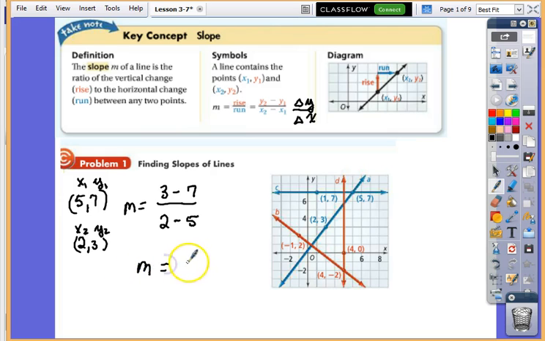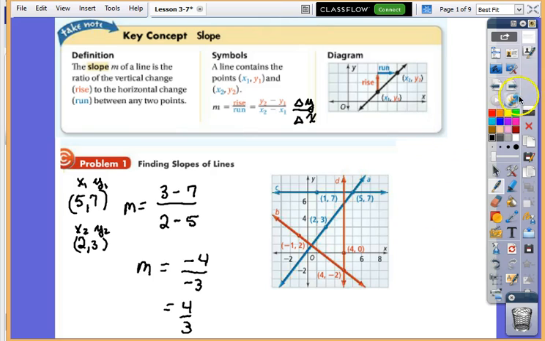So that's going to give me negative 4 over negative 3, which will simplify to 4/3. Is it okay to leave it as 4/3? You bet your bippy it is. So that's our slope. That's how you find slope. Do y'all remember this from Algebra 1?